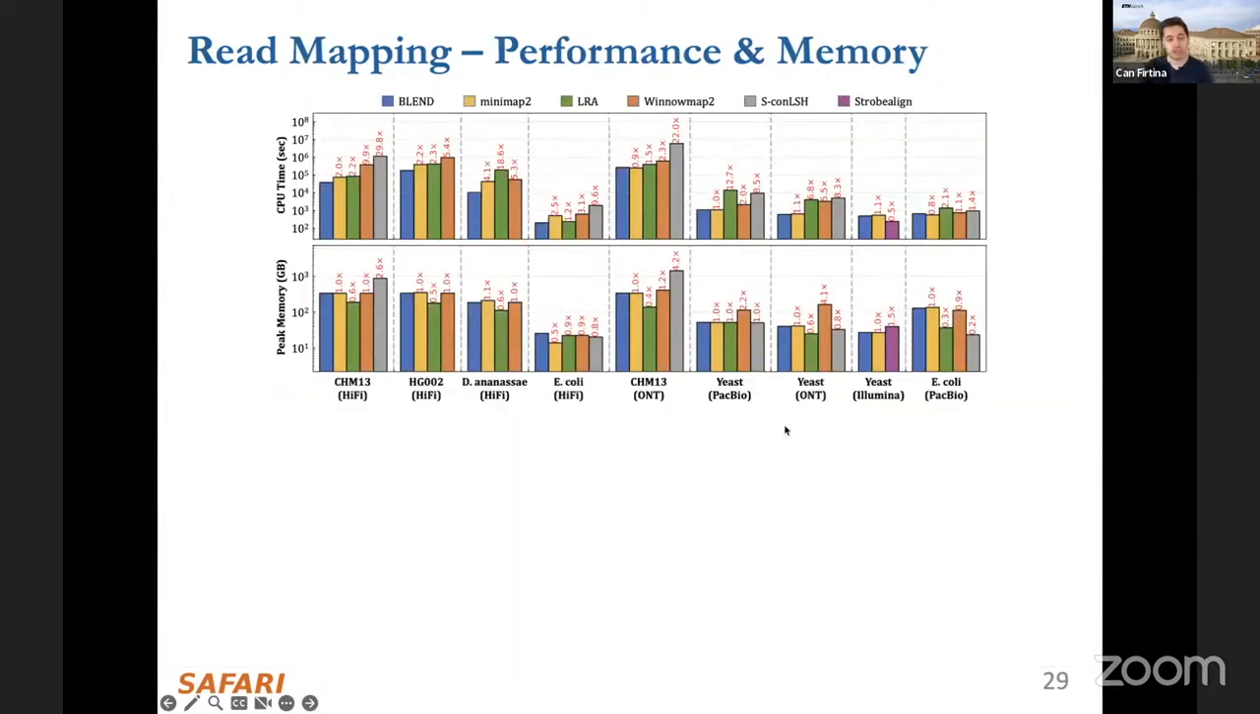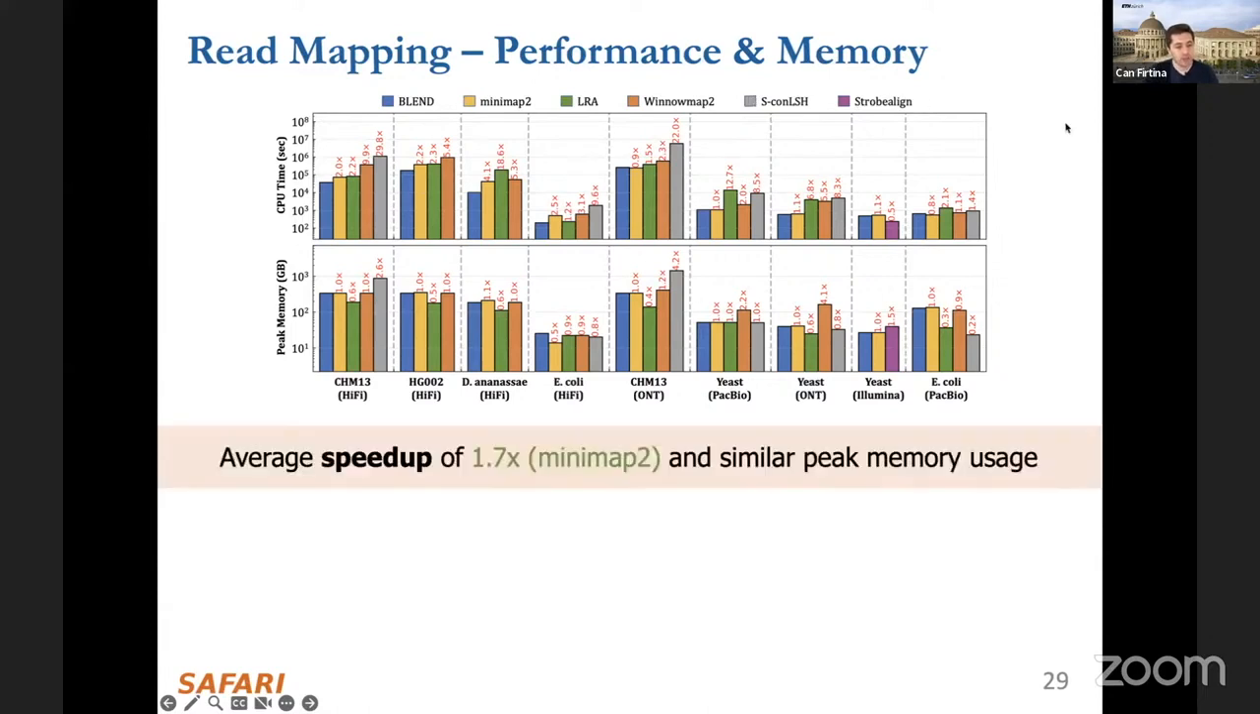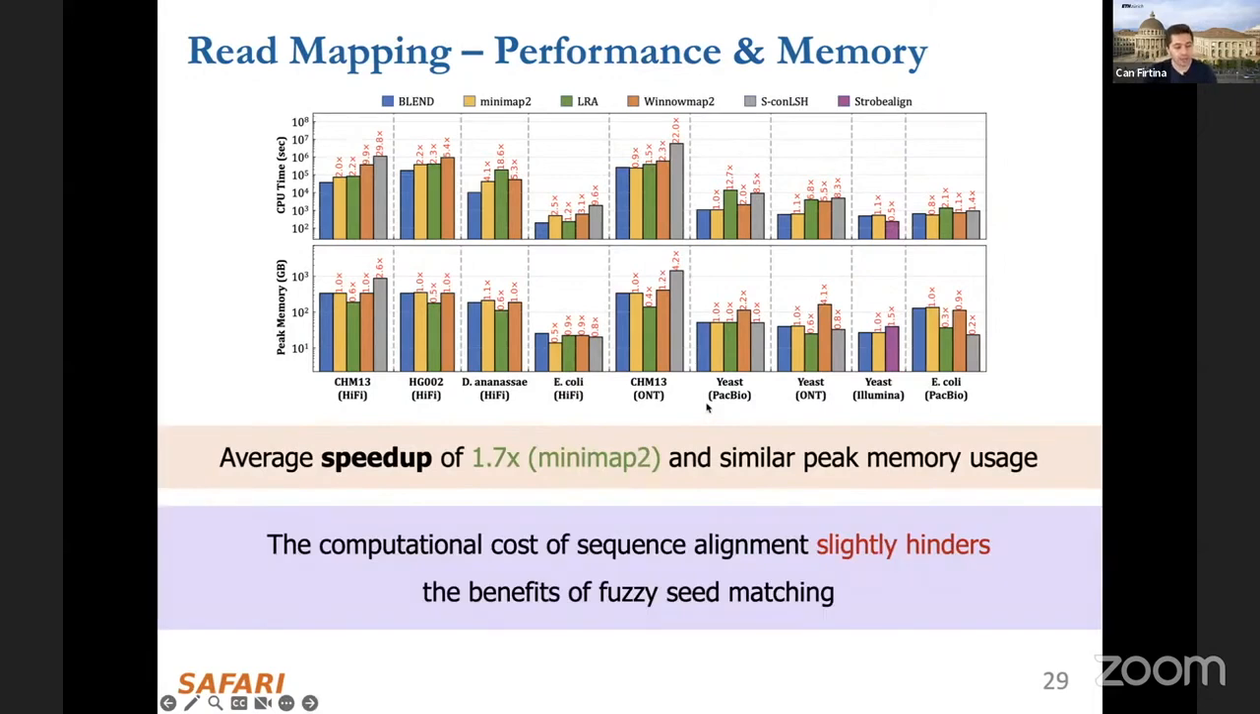So I'll quickly also show the performance and memory results for read mapping. So this is a similar figure to the one that I showed in the previous slide. We have CPU time, peak memory here, and different data sets over there. But now we compare Blend against Minimap2, LRA, NGMLR, Winnowmap2, and Strobealign. So what we see is that Blend provides an average speed up of 1.7x compared to Minimap2, and a similar peak memory usage across all data sets, not necessarily on the hi-fi data set.